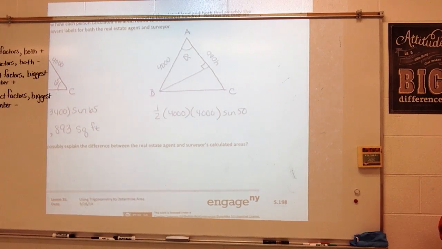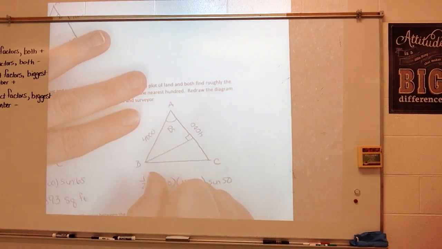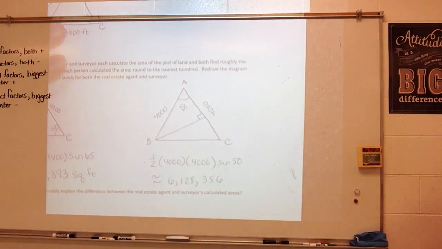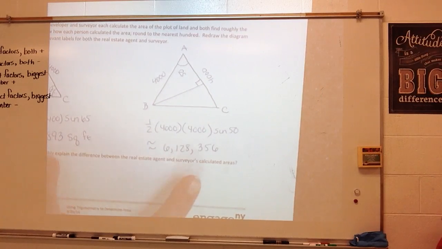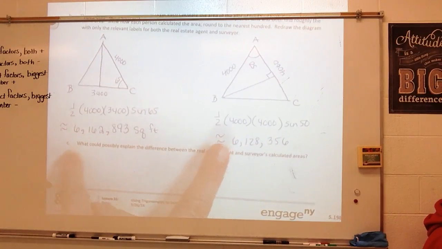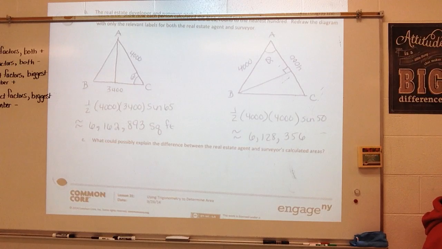So when we enter that into the calculator, so I have 2,000 times 4,000 times the sine of 50 gives me approximately 6,128,356. So if you will look, they are very similar. They're a little off, but very, very close.